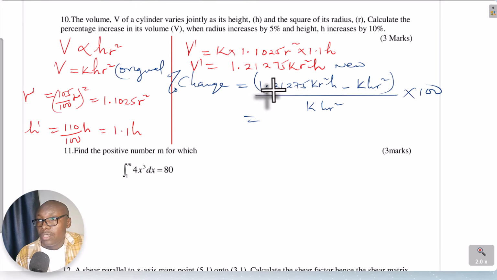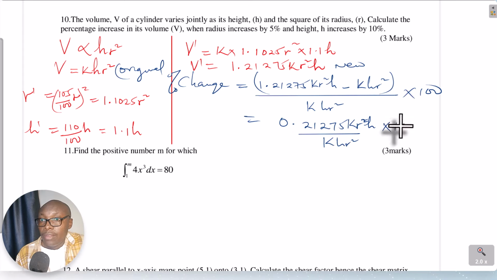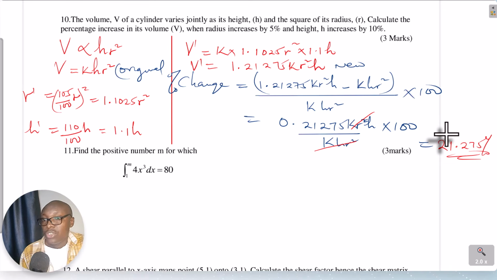So when you subtract these, 1.21275 minus 1 will be 0.21275 k h r squared, and then divided by k h r squared multiplied by 100. You notice that this is uniform, so that cancels. So you have 0.21275, you multiply this one by 100, you get 21.275% as the percentage change.